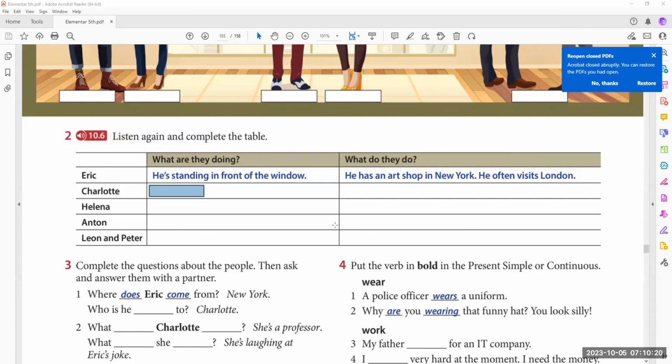They are looking at Anton's painting. What do they do? Afrin, my question is, what do they do? They are art dealers, sir. They're art dealers and they have an art gallery in Bond's district, right?